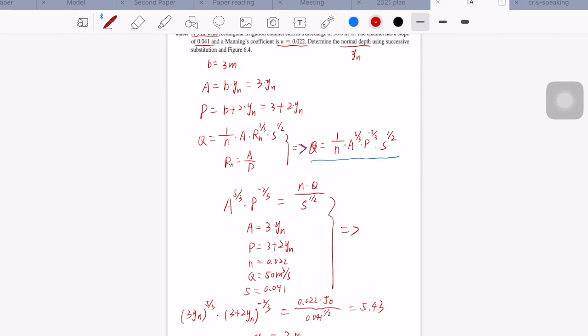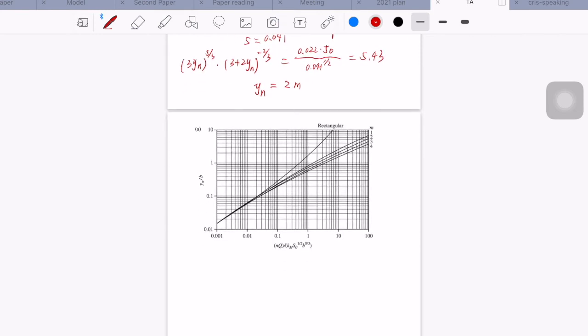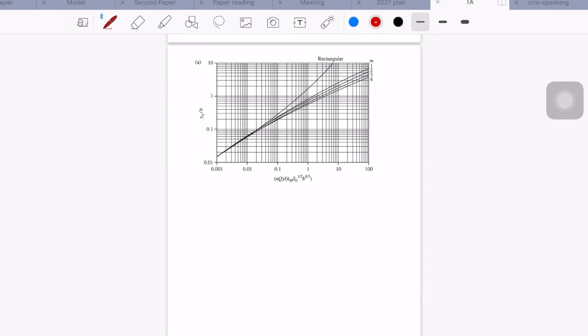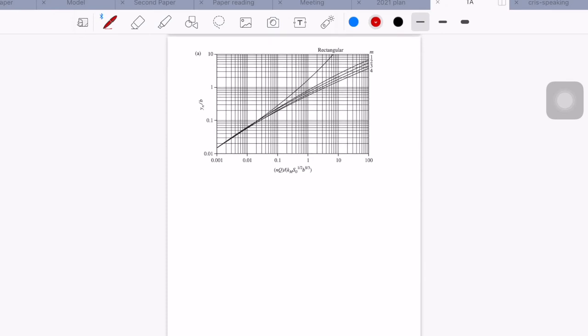And from the problem, we also need to determine the normal depth from figure 6.4a in the textbook. We know the x-axis is the value of this equation. For this problem, we know n equals 0.022 and Q equals 50 cubic meters per second.